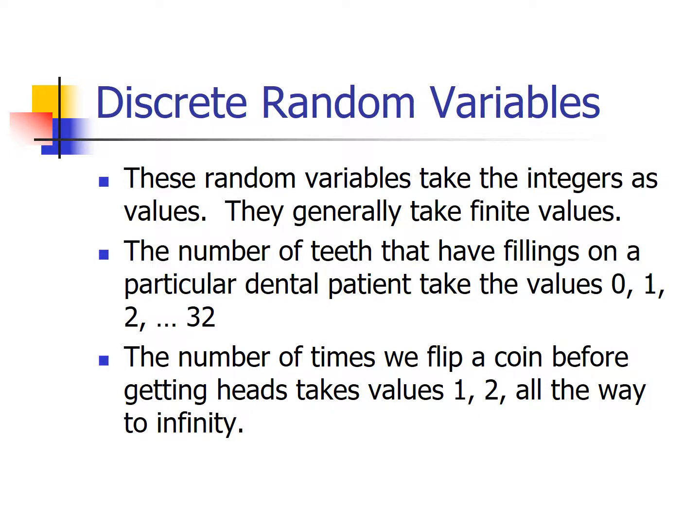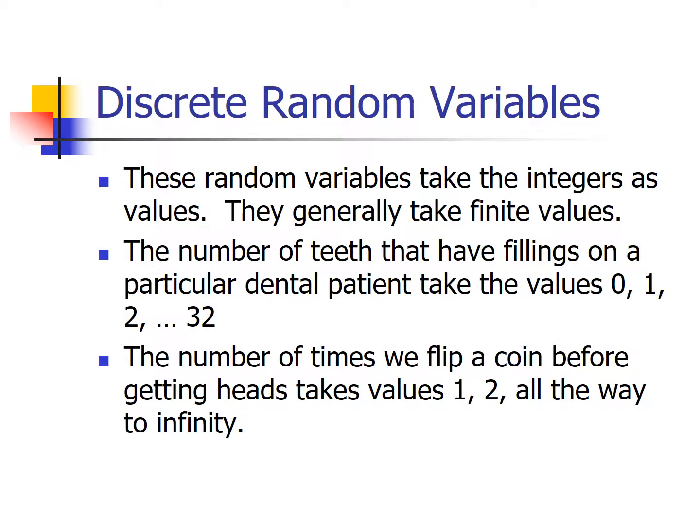It makes sense for this random phenomenon to take the value 0, 1, 2, 3. It does not make sense for them to take the values between the whole numbers. That is, it doesn't make sense for them to take the values 1.2, to say there's 1.2 teeth that have fillings, or 2.8 teeth that have fillings.